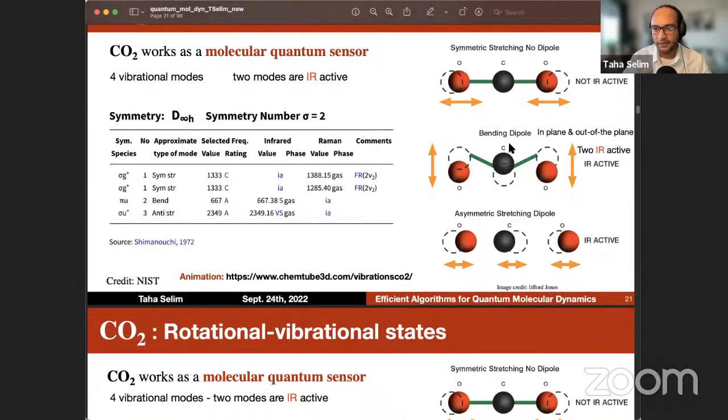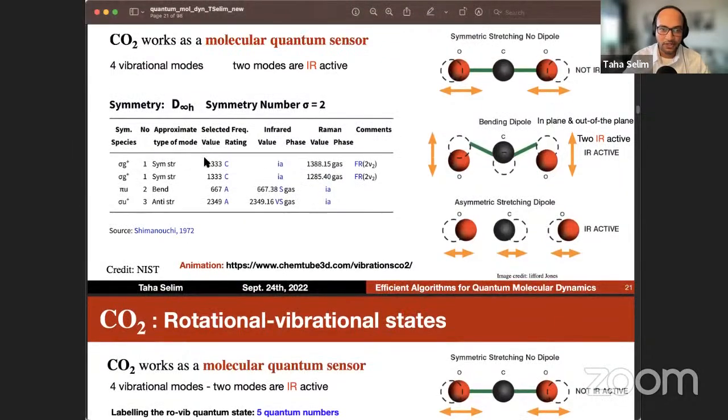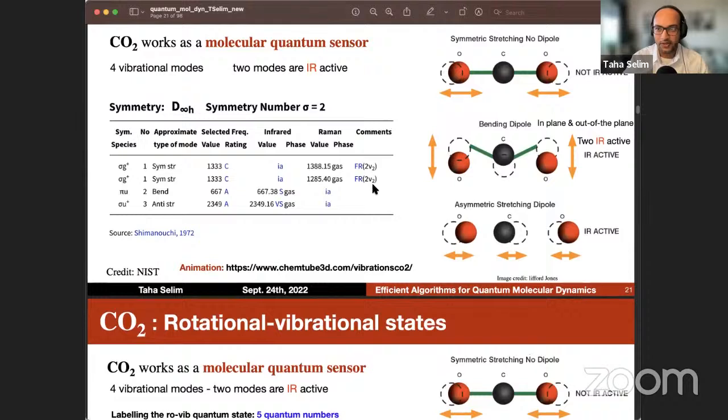And we have 2 degenerate modes, so it can bend in a plane or out of the plane, and these 2 motions happen simultaneously. And then we have the asymmetric stretch, which means that the carbon goes in one direction, the 2 oxygens vibrate in the other direction. We see here the frequency of them, but the take-home message from this slide is that Fermi resonance has been discovered in CO2 because of a strong coupling between the symmetric stretch and the bend overtone.